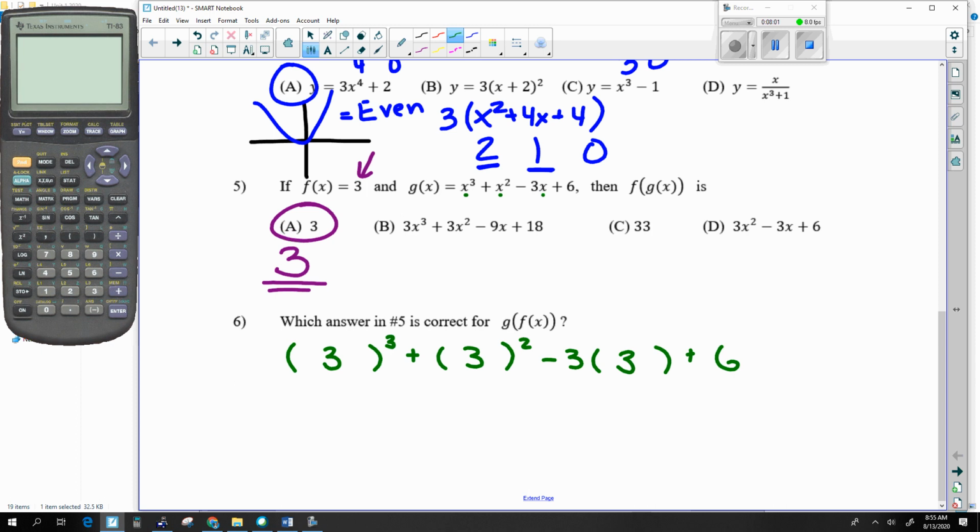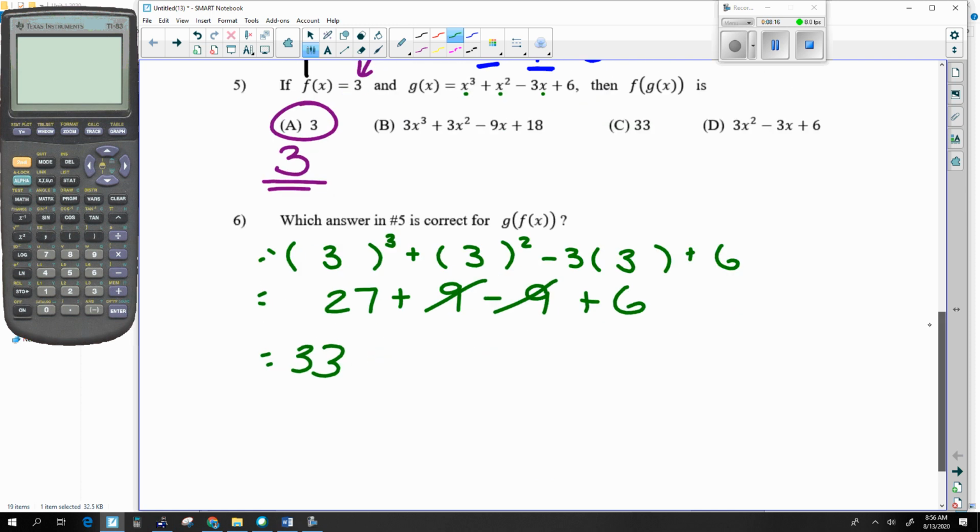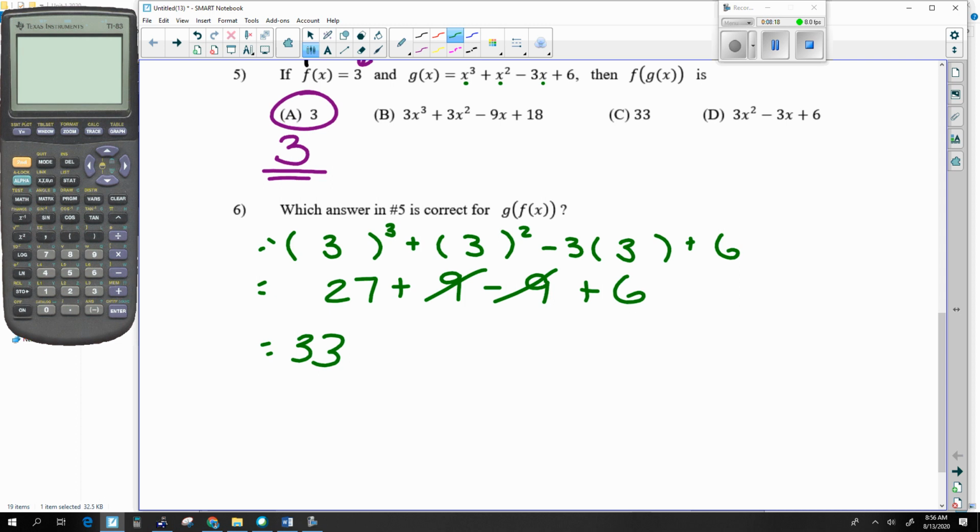All right, so that is the math problem right there. So this is 27 plus 9 minus 9 plus 6. So this is 33. So that was answer C. Hoorah. Moving on.